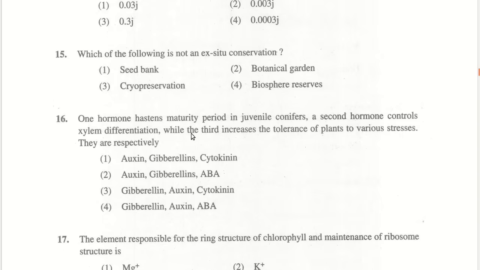So the hormone which hastens the maturity period in juvenile conifers is gibberellin. A second hormone which controls xylem differentiation is auxin. The third, which increases the tolerance of plants, is abscisic acid. So the fourth answer, gibberellin, auxin and ABA, is the right choice.